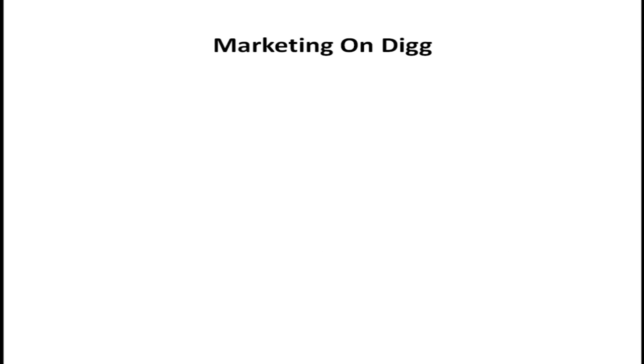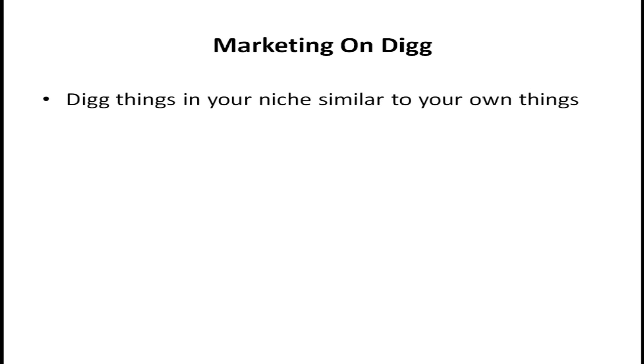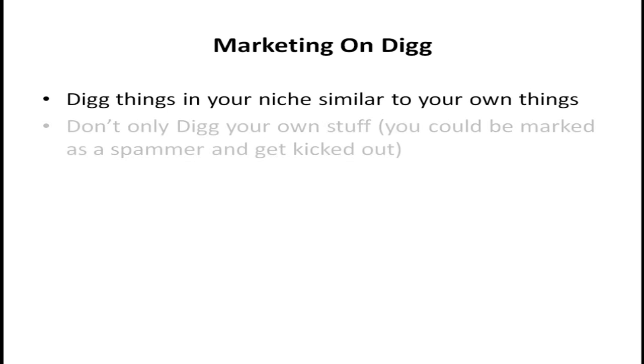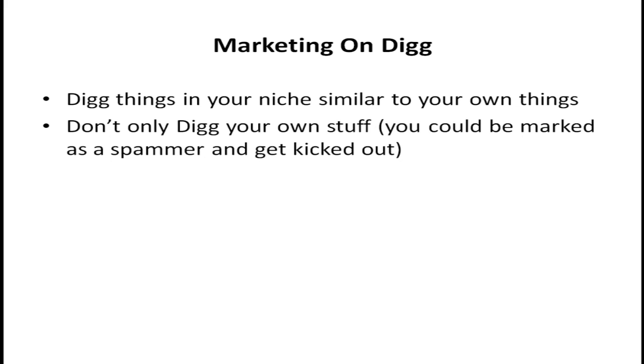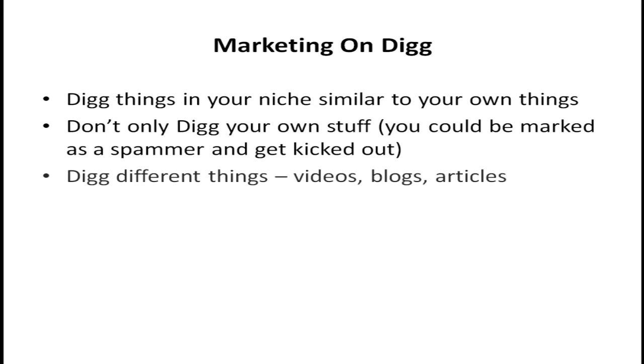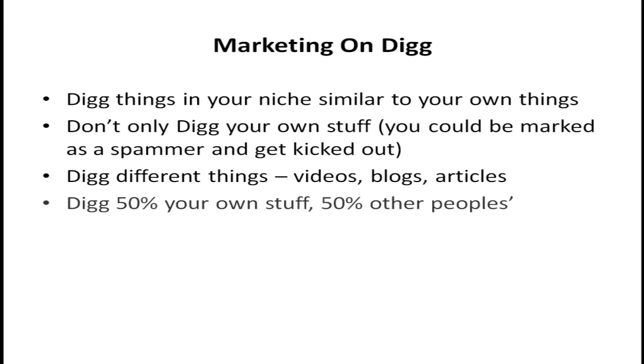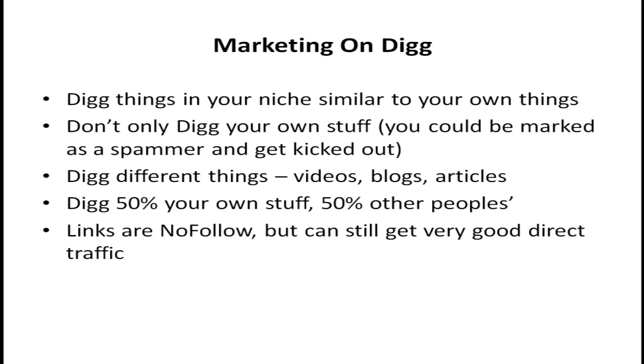How to market on Digg. Dig things in your niche that are similar to your own things. Don't only dig your own products and sites. That could look like a spammer, and you could be kicked out of the Digg site. Dig different things, videos, blogs, articles. Make sure that you dig about 50% of your own sites and products and 50% of other people's. Even though the links are nofollow, they will still get you good direct traffic.